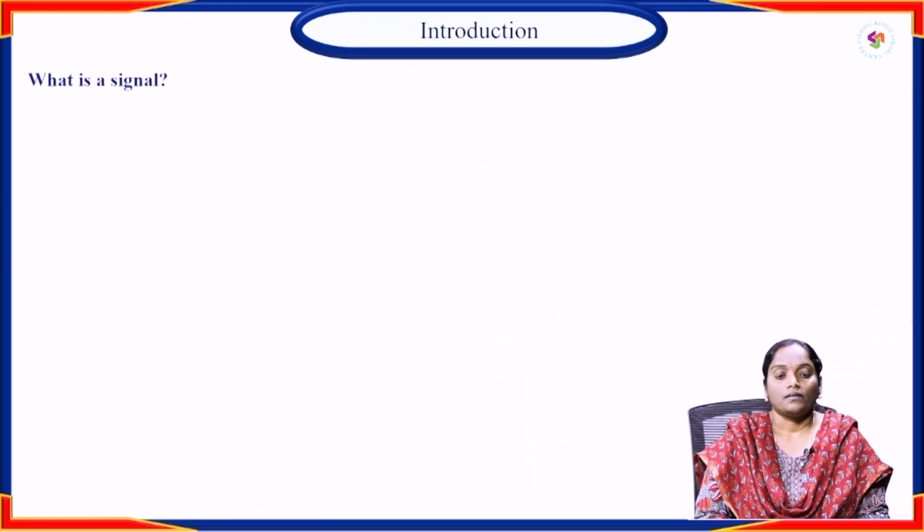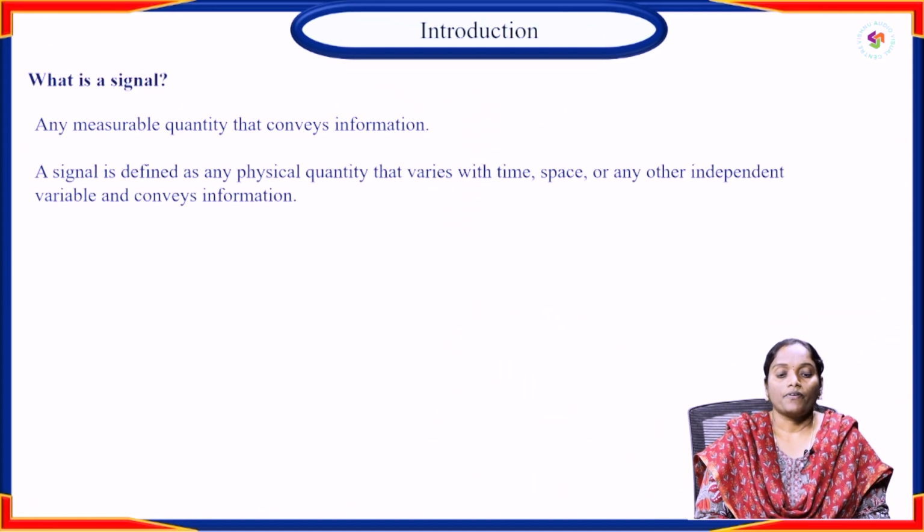What is a signal? A signal is defined as any physical quantity that varies with respect to time, space or any other independent variable. A signal is a measurable quantity that conveys information.